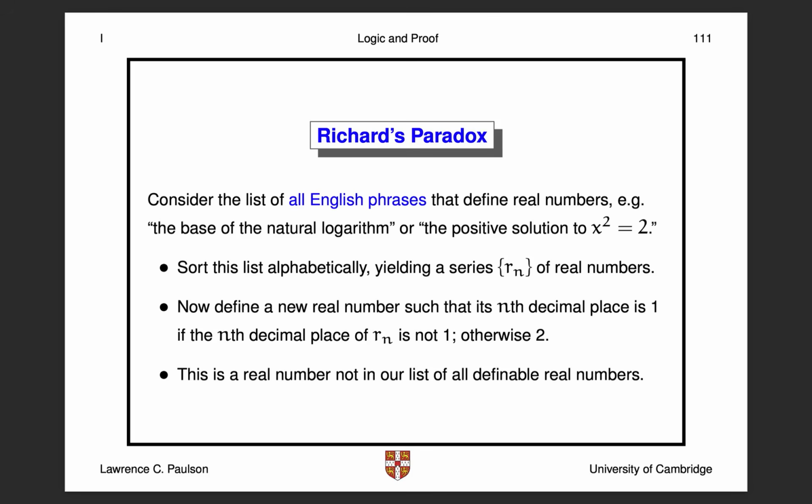Those of you who are familiar with your computation theory will recognize this as a diagonalization. So we started with the purported set of all English phrases defining real numbers, and then suddenly we have written another English phrase which defines another real number that is not in the set that already was meant to contain all of them. So we seem to have a contradiction. What's going on here?